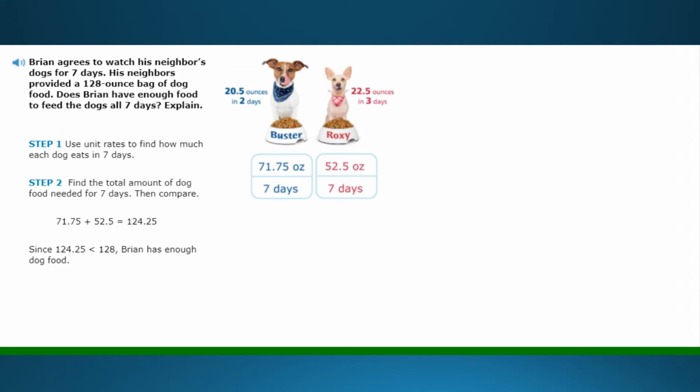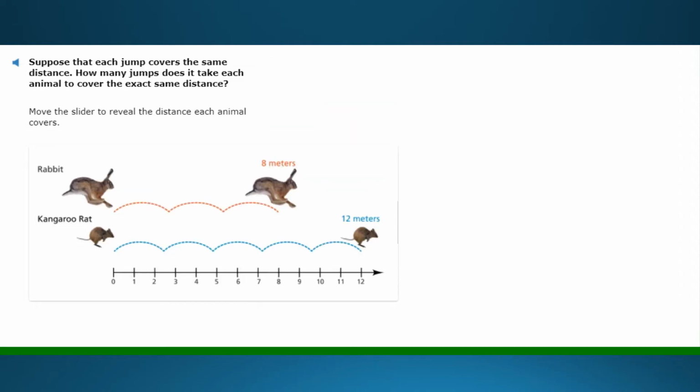Alright, so step 1, use unit rates to find how much each dog eats in 7 days. Step 2, find the total amount of dog food needed for 7 days. Then compare. Suppose that each jump covers the same distance. How many jumps does it take each animal to cover the exact same distance?